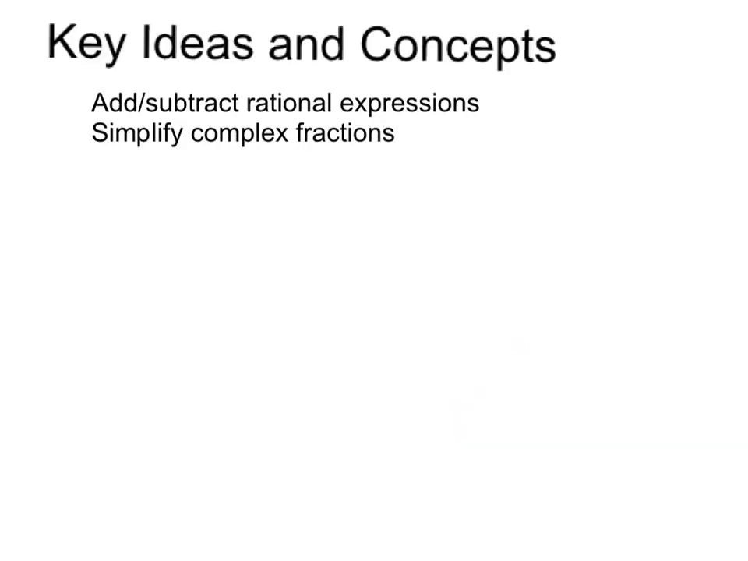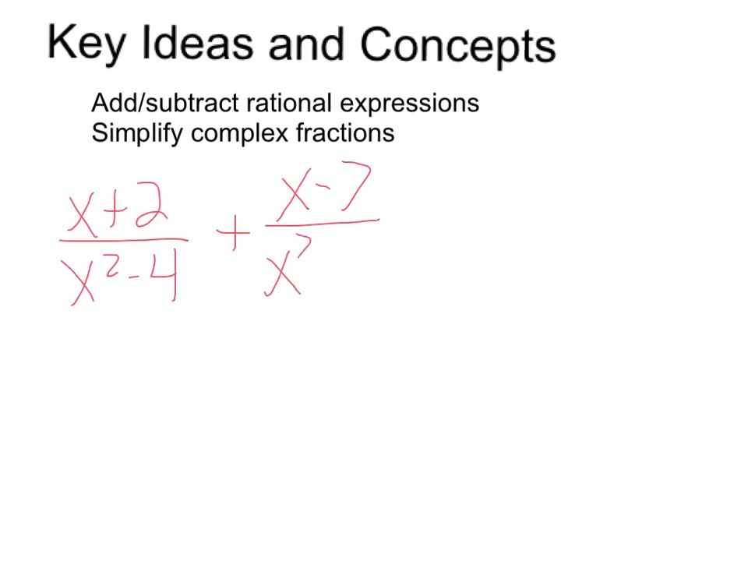So this skill requires us to call upon two different things that we should be able to do. We should be able to add and subtract a rational expression. So if I gave you x plus 2 over x squared minus 4, and I added to that x minus 7 over x squared minus 4x plus 4, we should be able to find the LCD and use that to write the fractions with a common denominator and then add them together.